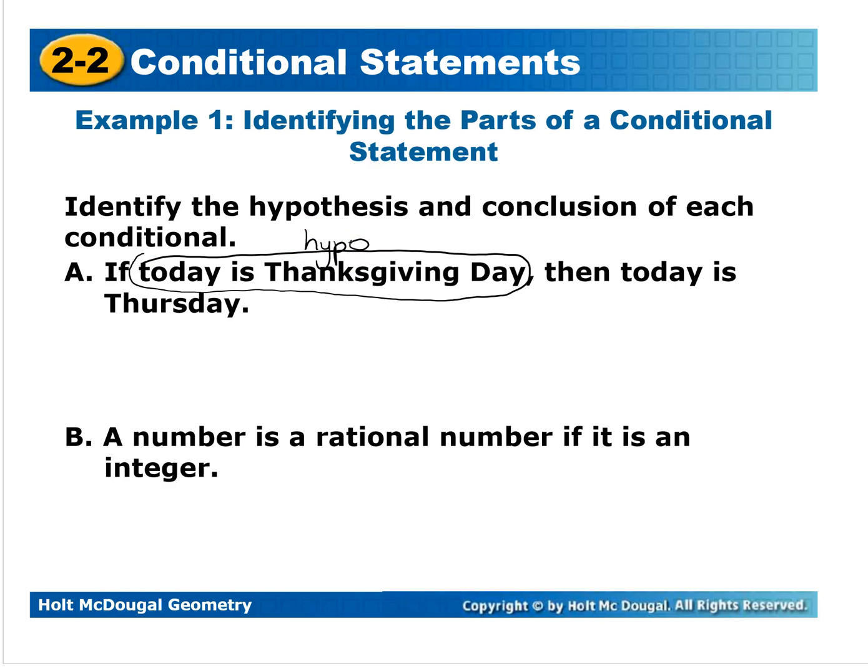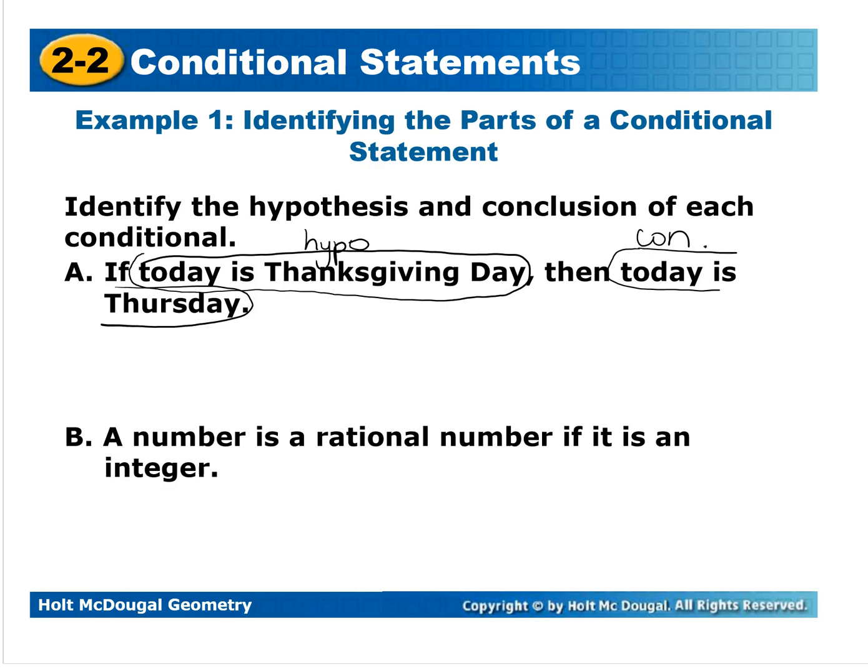Now let's find our conclusion. Then today is Thursday. We're not going to include the then. We're going to start at today and go all the way to Thursday. Today is Thursday would be the conclusion. So our hypothesis is today is Thanksgiving Day. Our conclusion is today is Thursday.